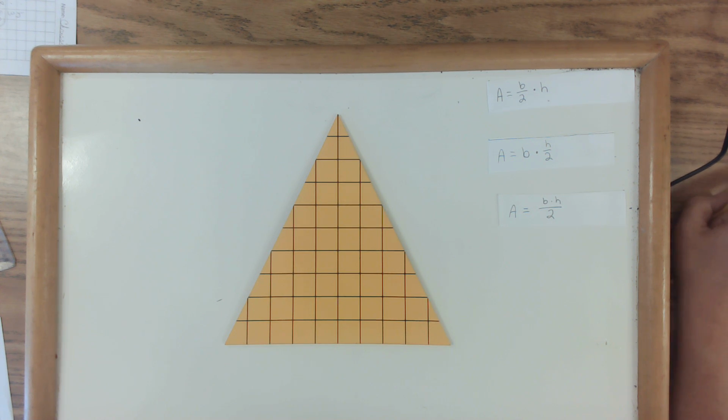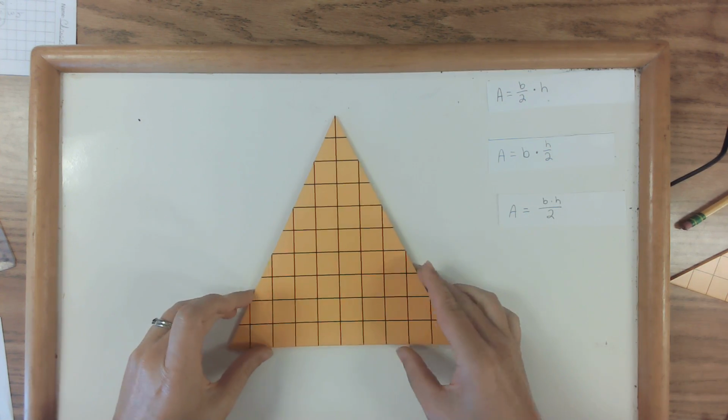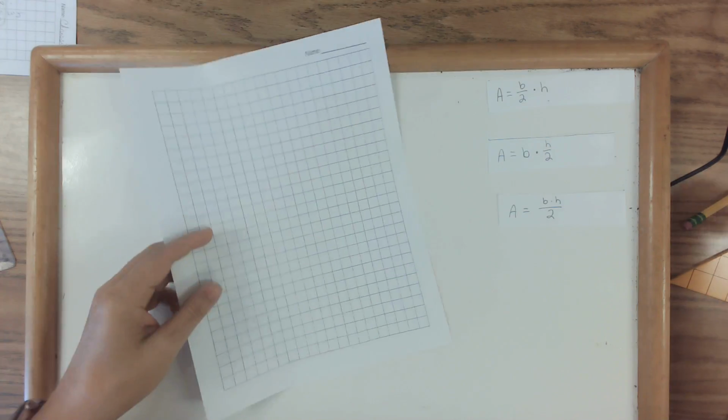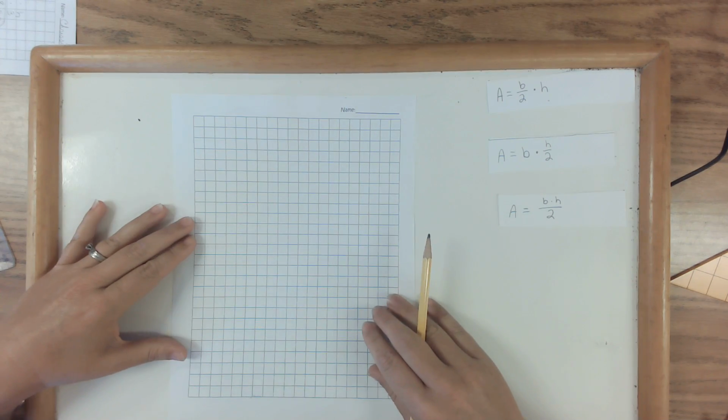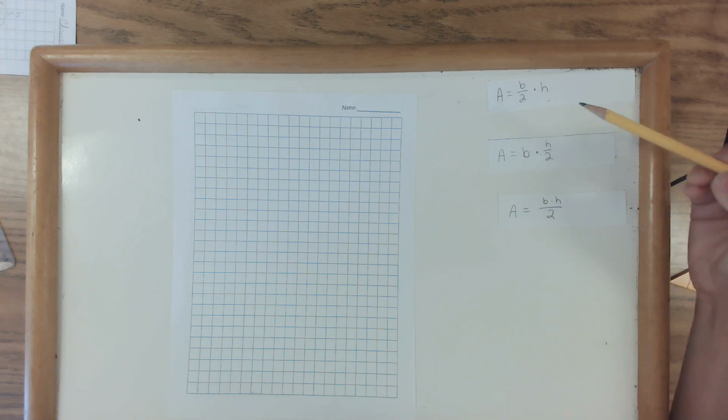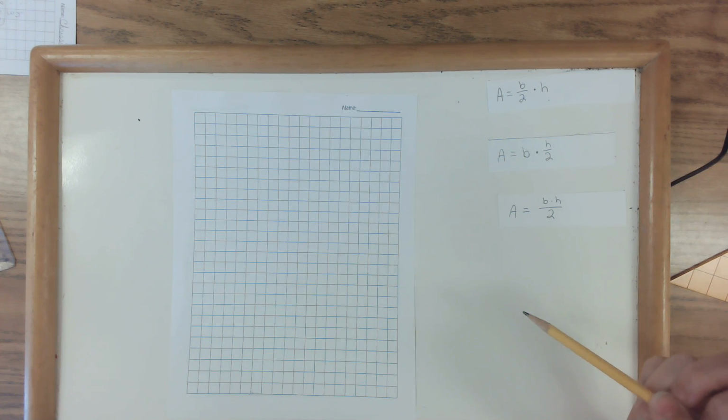This is how you figure out the formulas for the area of triangles. And if you want to draw your own, I will show you that now. You can also pause the video at this point and then rewind it and watch it again until each of these makes sense for you.